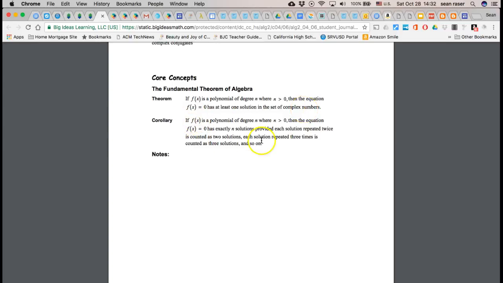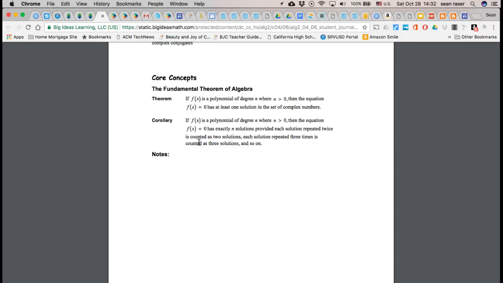The corollary, which is what we focus on, says if f of x is a polynomial of degree n, where n is greater than 0, then the equation f of x equals 0 has exactly n solutions, provided each solution repeated twice is counted as 2, each repeated 3 times is counted 3, and so on. Basically, what this is saying is that when you have a polynomial, the degree tells you how many solutions. Now, it says complex solutions, so that means they could be real or imaginary.